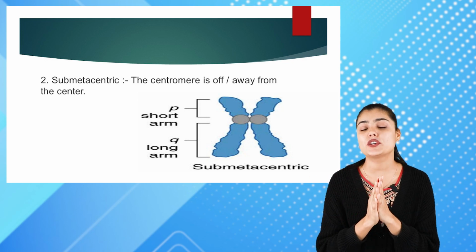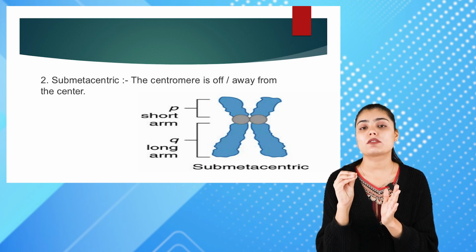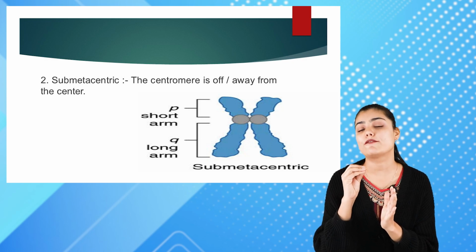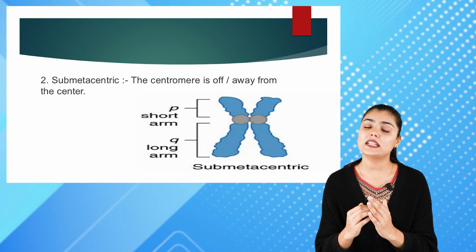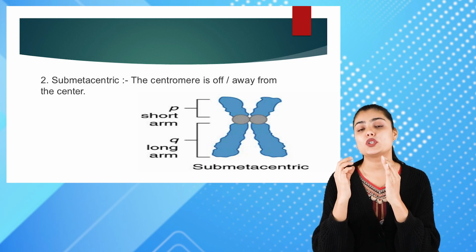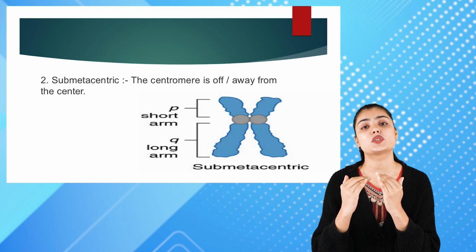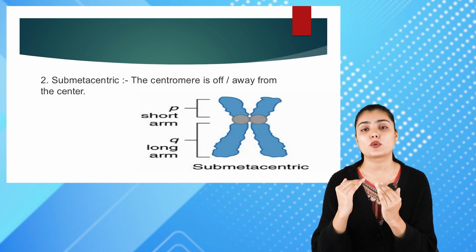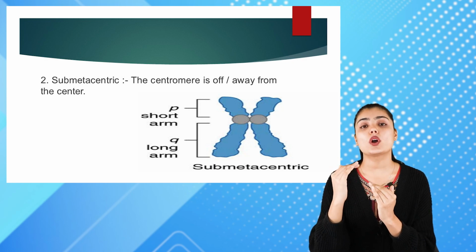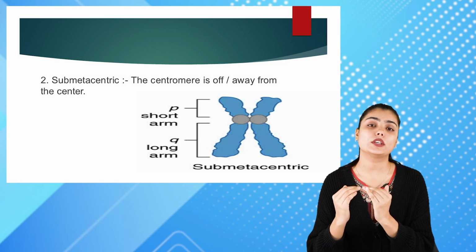Again, here in the picture, you can see that the centromere is not exactly in between, but it is slightly off or away from the center. Here, obviously, because the centromere is present slightly upward, the P arm is shorter than the Q arm. So it does not divide the arms of the chromosome equally. Here we get a short P arm and a longer Q arm.